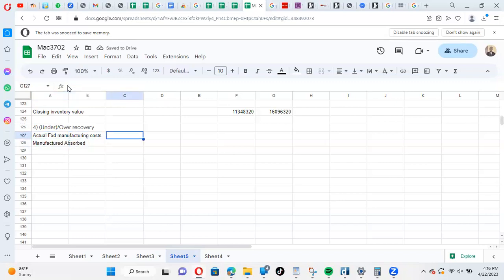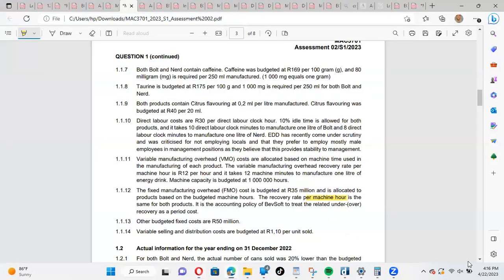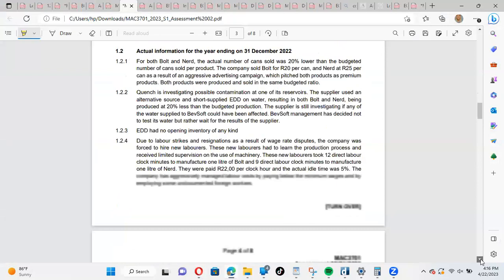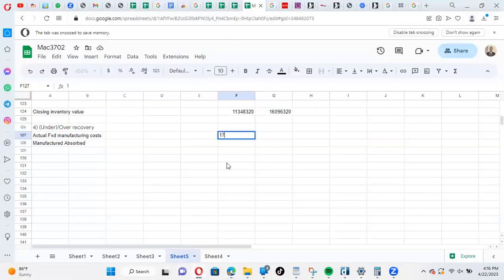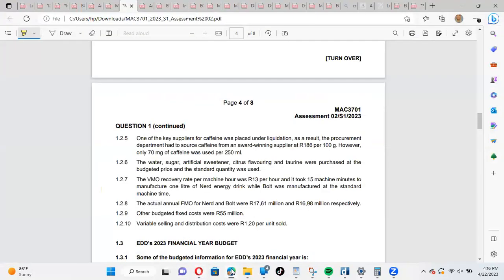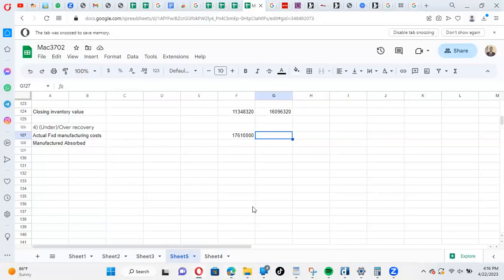Right, so the actual is given. Let's fetch it quickly. The actual, I think we can simply go down there and we see what they're saying. The actual is 17,610,123. All right, and then 16.98 million.